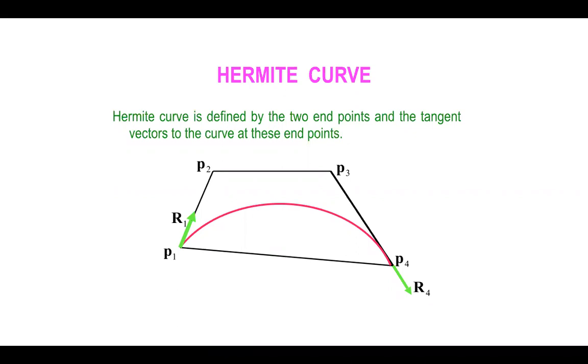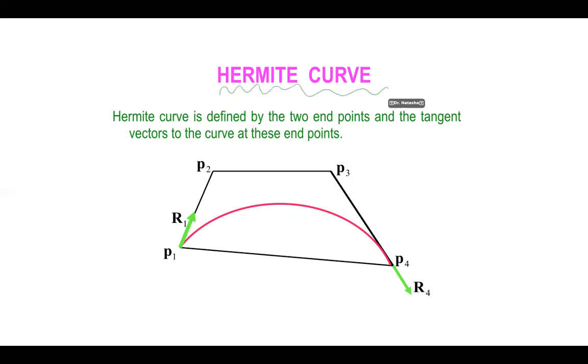Okay, I will continue with the Hermite curve. What does it mean by Hermite curve? Once again, in the previous slide, you have learned about the tangent vector of the curve, right? So if you want to define a curve, for example, this one, the Hermite curve, right?